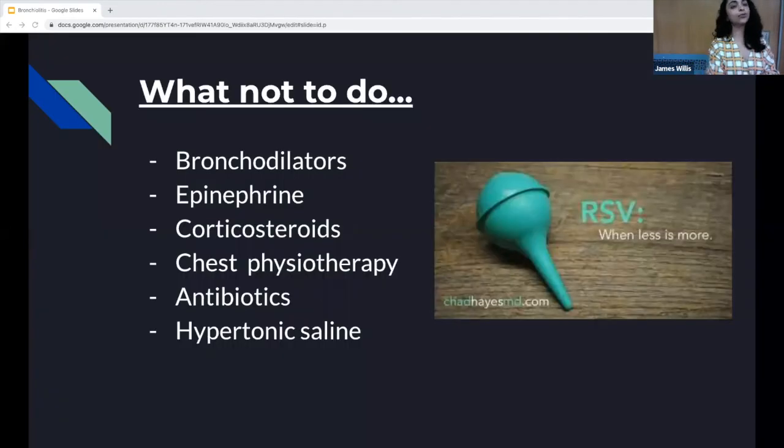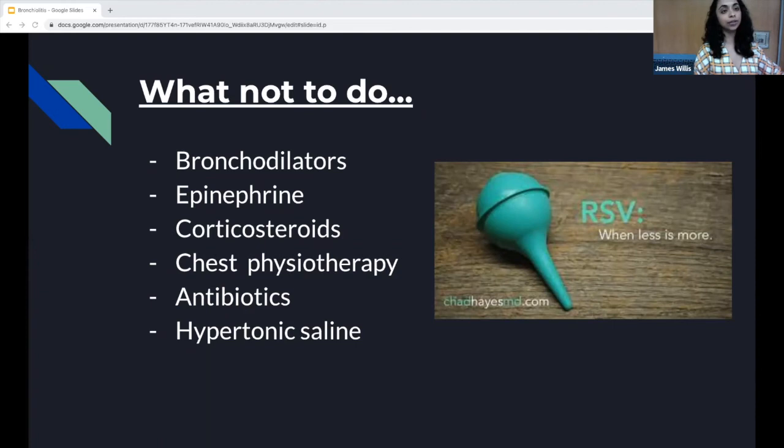Okay, so do as we say, not as we do. There was a 2014 article in Pediatrics that came out that talked about everything that we do in bronchiolitis that's wrong and that we really shouldn't be doing, but we do anyways. So there's a lot of data with each of these things.